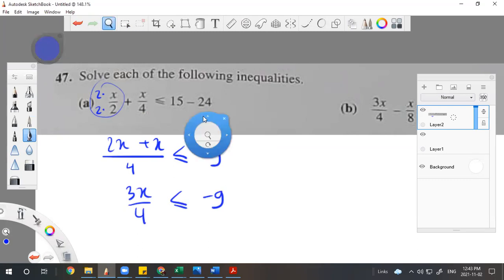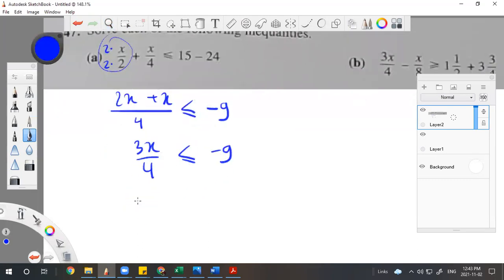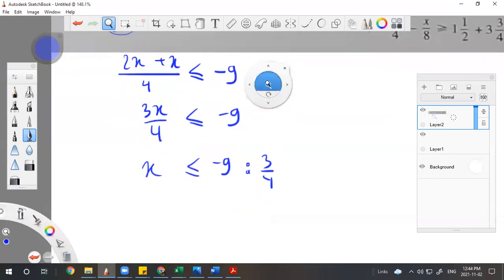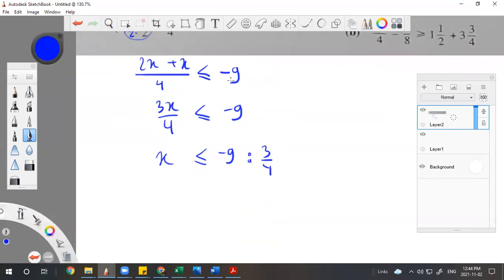Terus diapain? X less than or equal to negative 9 divide by 3 over 4, right? You mau pakai cross multiply boleh, enggak juga ya kayak gini aja caranya. Ini susah kalau cross multiply, ribet karena dia ada inequality. So x less than or equal to negative 9 times 4 over 3.